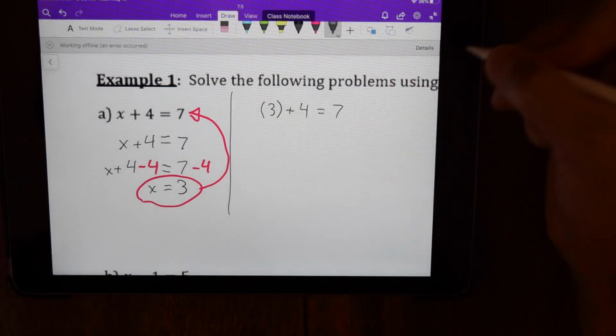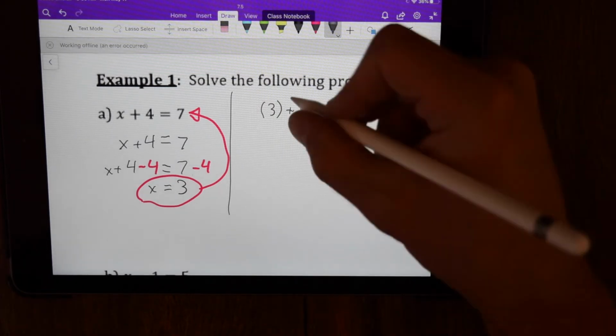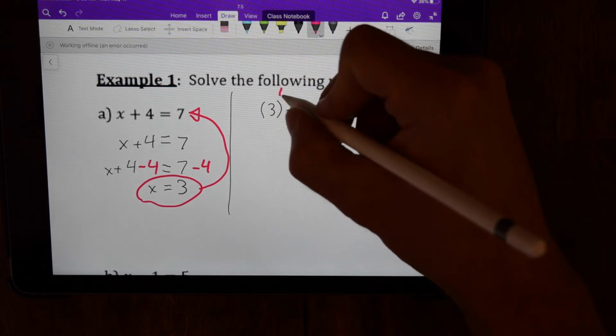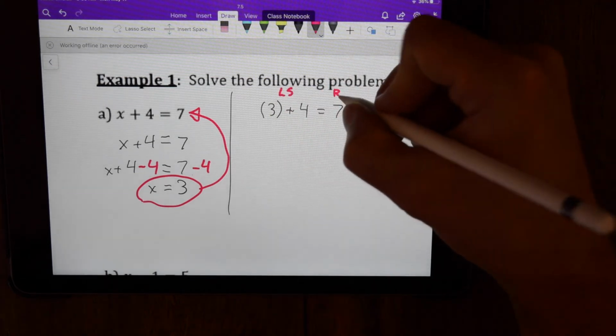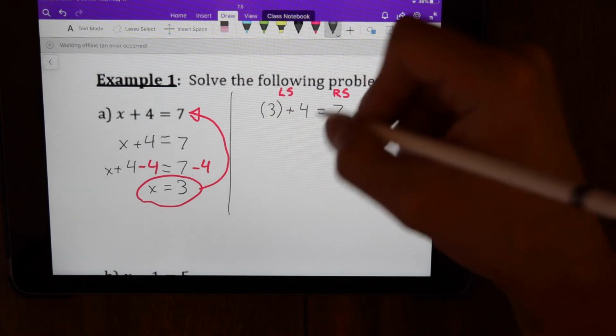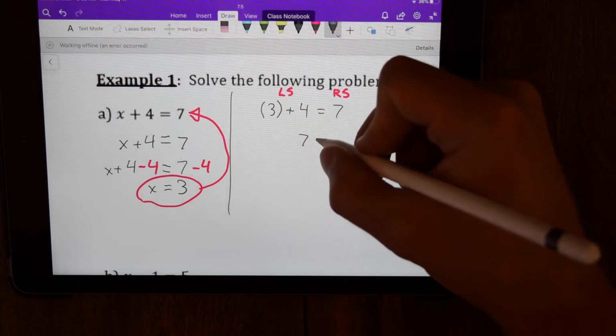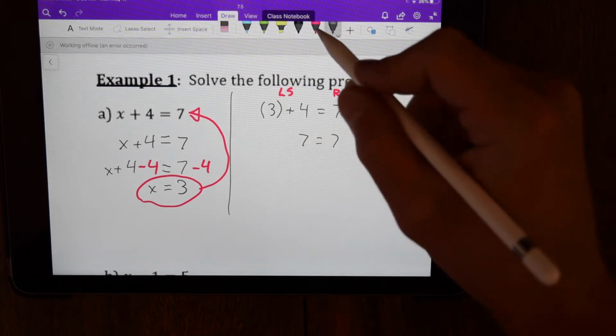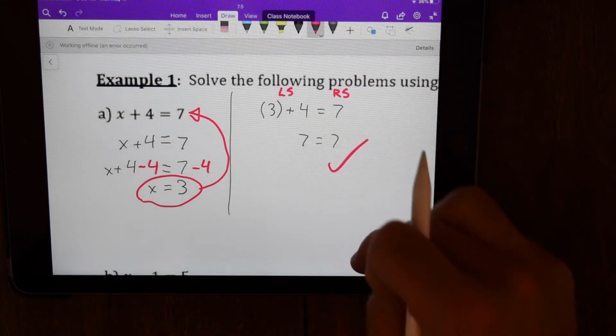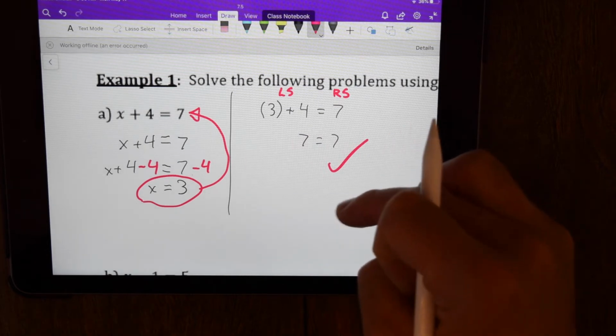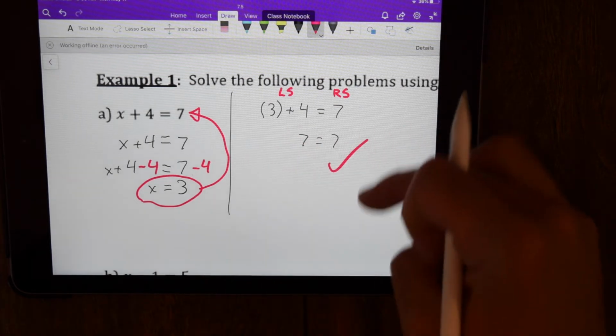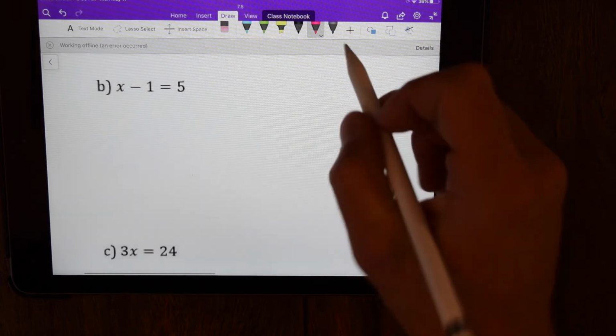And we want to check, does the left side equal the right side? In this case, we can clearly see that it does. 7 equals 7, which means I got that one right. Great. So we should never get one wrong. If we verify our solution, we should always get the right answer.